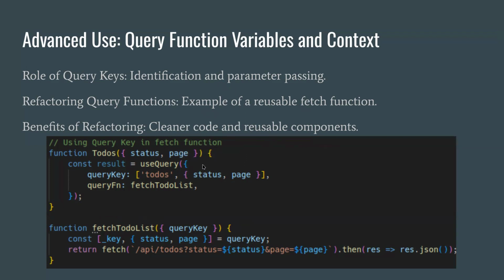So we have this query key that has to-dos, but it also has status and page. And in your query function fetch to-do list, it's going to pass these query keys, which include the status and page, and you can add that to fetch and provide status and page. We can talk more in detail about this later.